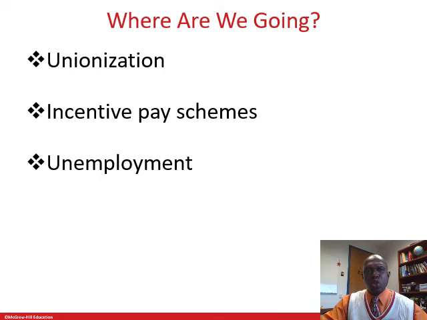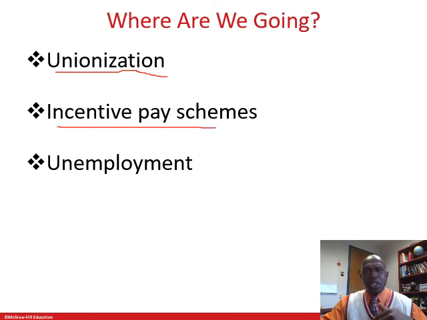The labor market also investigates the following: unionization. How are labor unions able to bargain higher wages for their members, and what is the impact of labor unions on the economy? Incentive pay: some businesses will pay higher wages, also known as efficient wages, to more productive workers in order to attract them and to retain those productive workers.